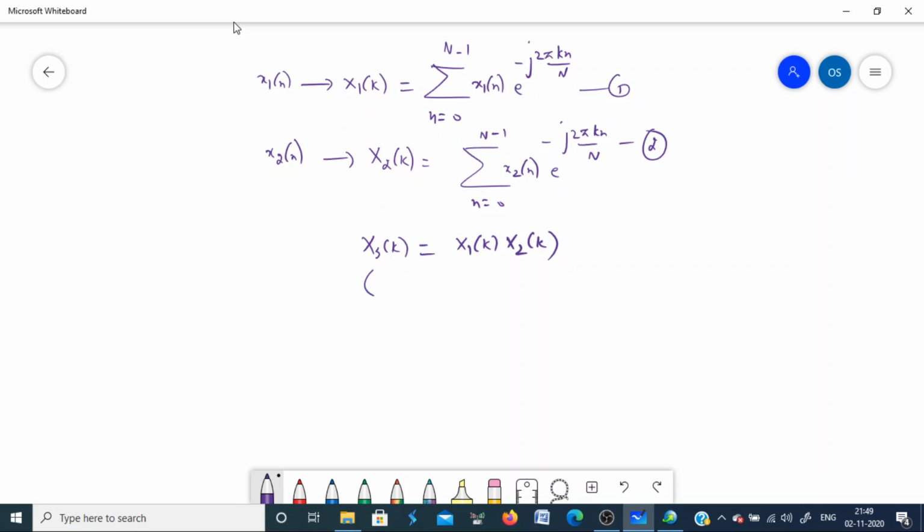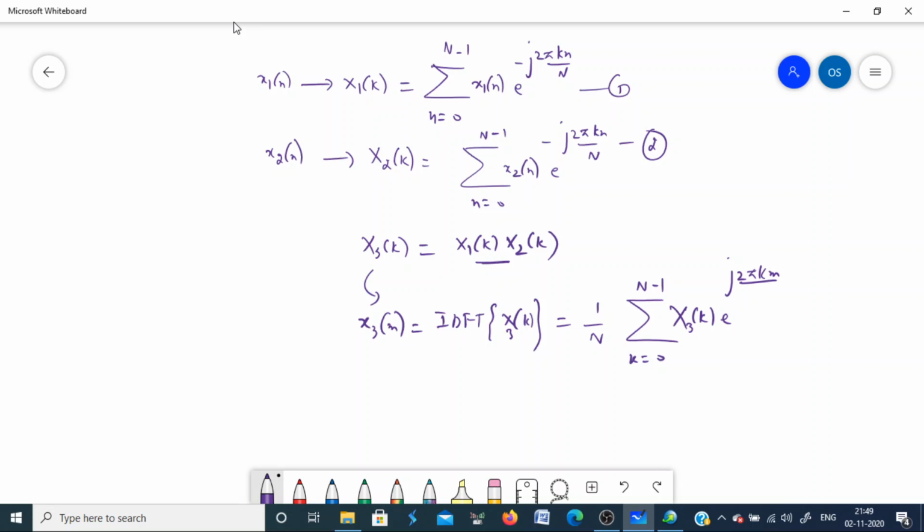Then I calculate the IDFT of X3, which is the product of the two DFTs. Suppose I write it as x3(m), which is the IDFT of X3(k). So IDFT means it is 1 by N summation of k from 0 to N minus 1 of X3(k) e raised to power j 2 pi k m by N. Now I have to see that x3(m) will be nothing but the circular convolution of x1 and x2.